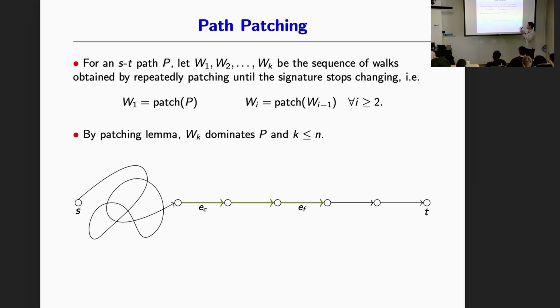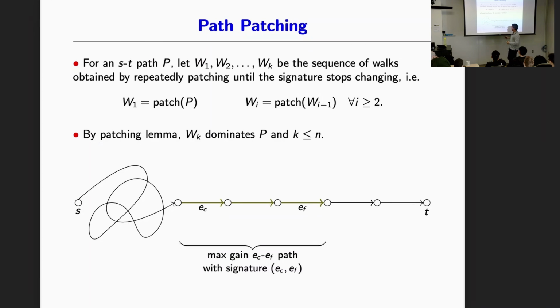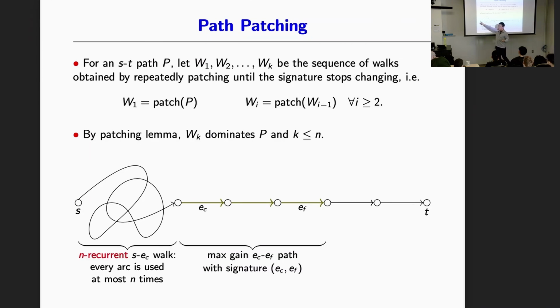So how does this WK look like? We know that it is obtained by replacing ECEF with some max gain ECEF subpath. On the left, we have some walk that starts from S and ends at EC. And we know that it's n recurrent, meaning that it uses every arc at most n times, because we patched at most n times. On the right, we know that it's going to remain an EFT path. Is that clear?